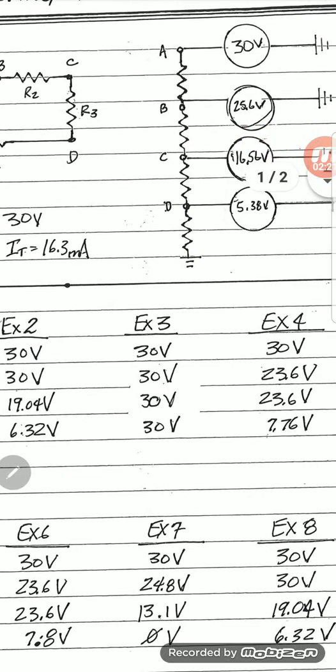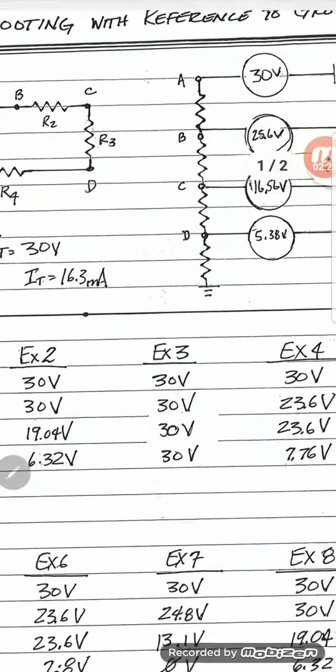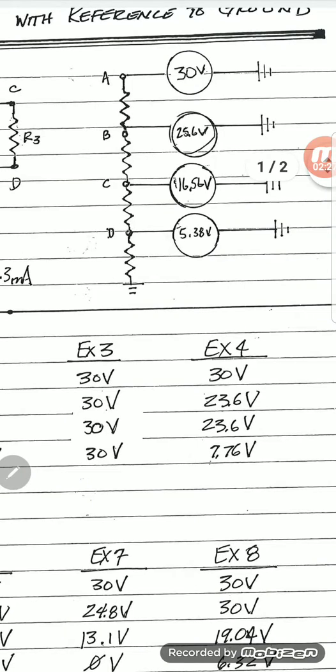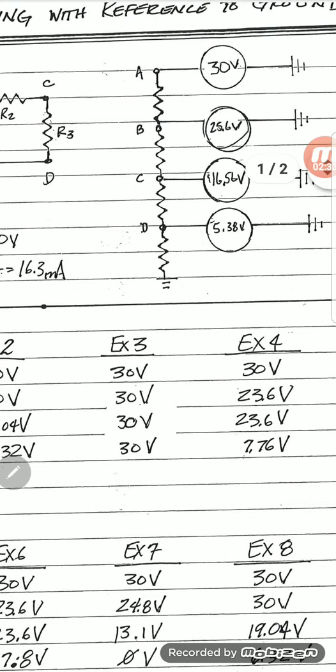In example 3, we have 30 volts, 30 volts, 30 volts, 30 volts. And I know just by definition that when I read voltage at ground, it's going to be 0. So all my voltage is between D and ground. This would indicate that I have all the voltage at D and none of it at ground. That would indicate that R4 is open.